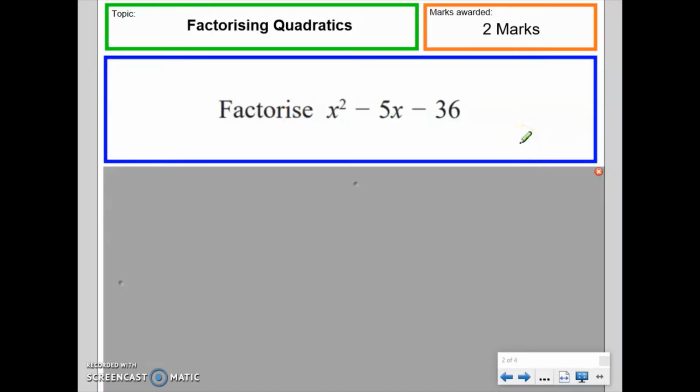A topic that you will definitely be assessed on is factorizing quadratics. During your maths exam, you're going to be asked to manipulate a lot of algebra, but in particular, you're going to be asked to factorize quadratic expressions. This question in particular is worth 2 marks. Could you pause the video and have a go at this question?